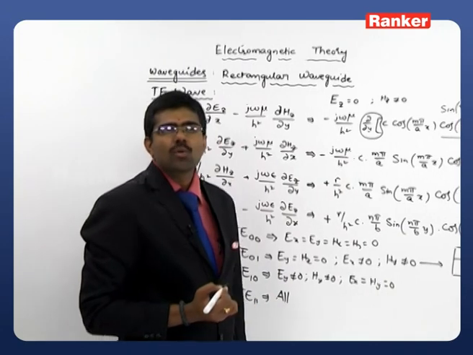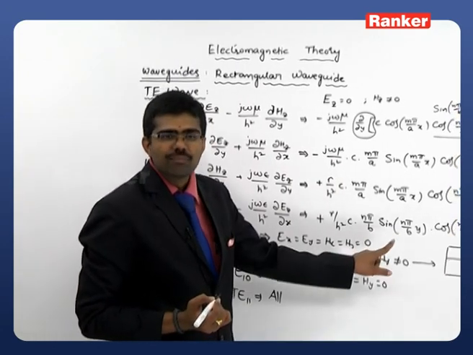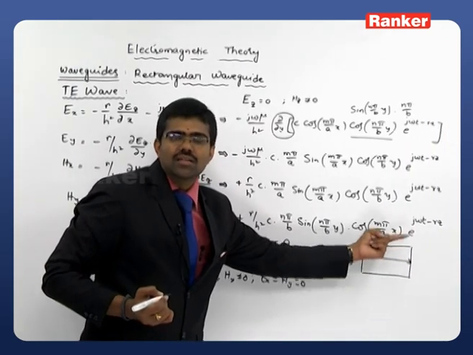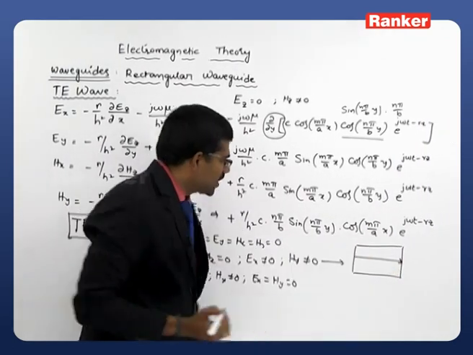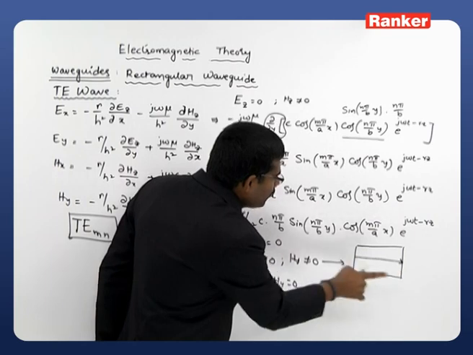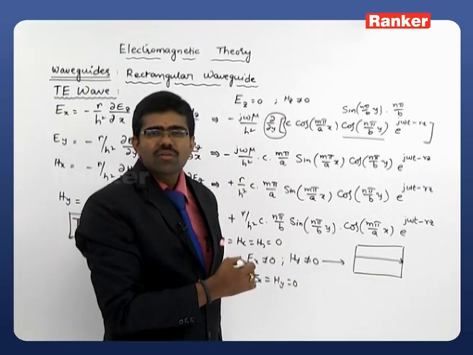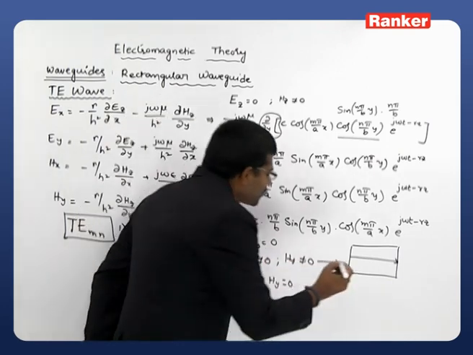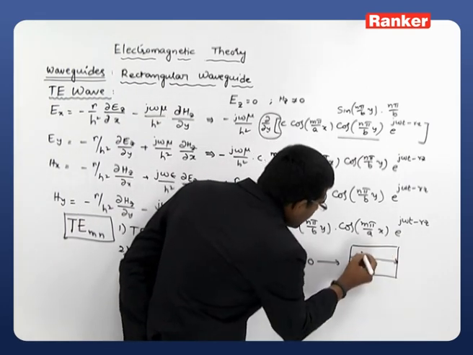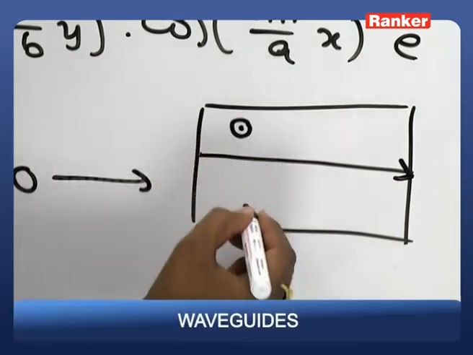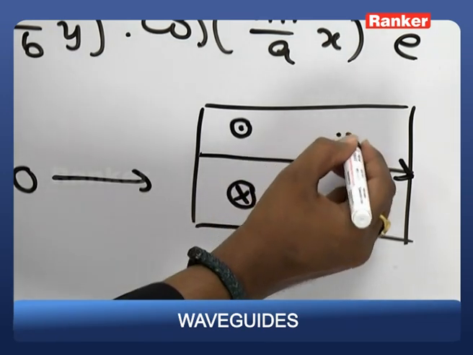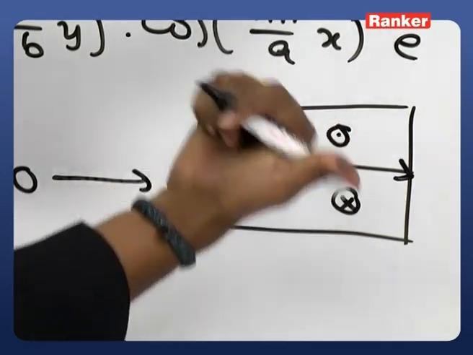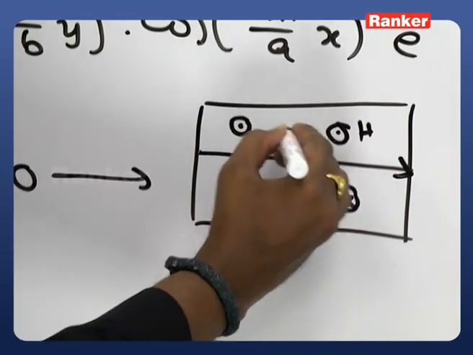The electric field is existing along the narrower dimension like this. A solid line always indicates that the electric field is there. Around this one the magnetic field will be there. What is the direction of the magnetic field? The magnetic field direction is only the y direction. So the magnetic field will be like this. It is coming out like this and going into here, coming out like this and going into here. Clearly the H field will be like this and the E field will be like this.